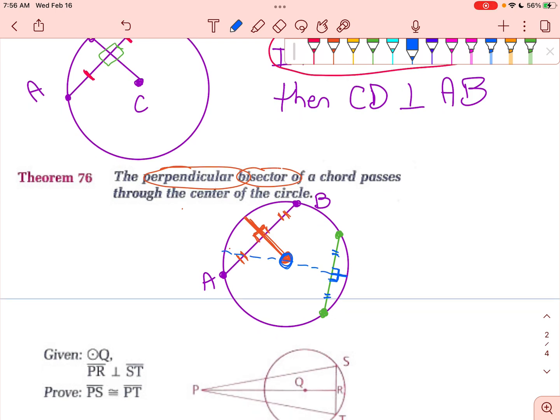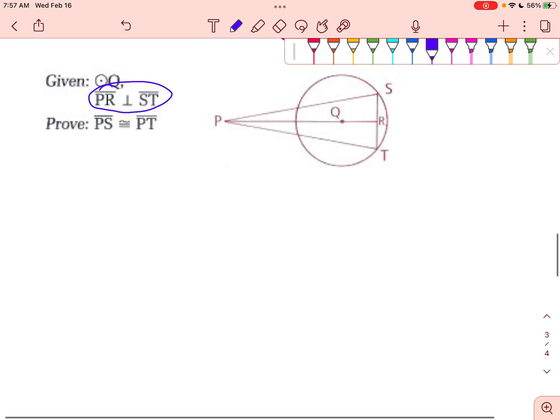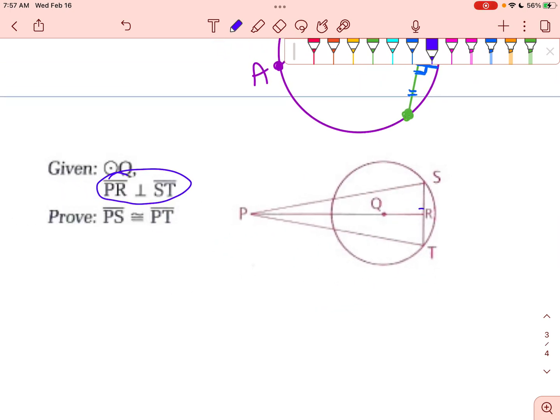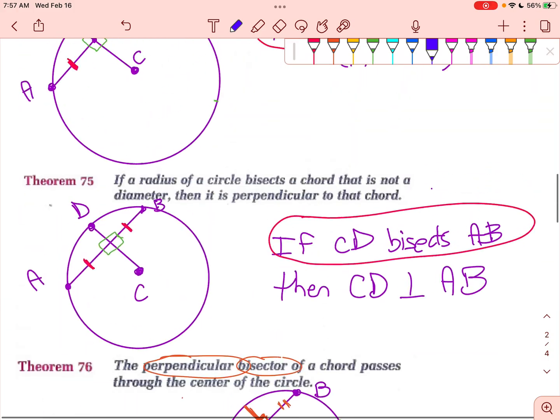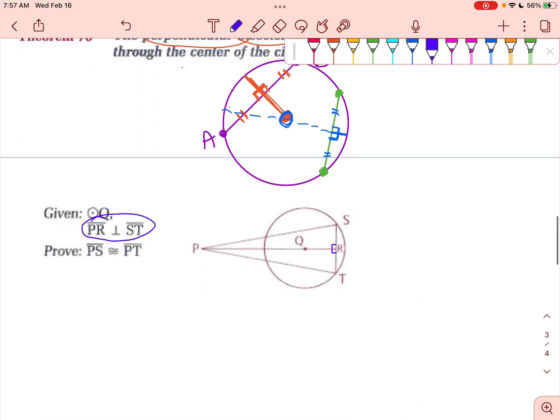So let's go ahead and put some of what we learned to the test here. We are given a circle, and it says that PR is perpendicular to ST. So immediately I'm pulling some information out. If PR is perpendicular to ST, we can go back to our theorem. What do we know if it's perpendicular? Right here. If it's perpendicular, then it bisects the chord.